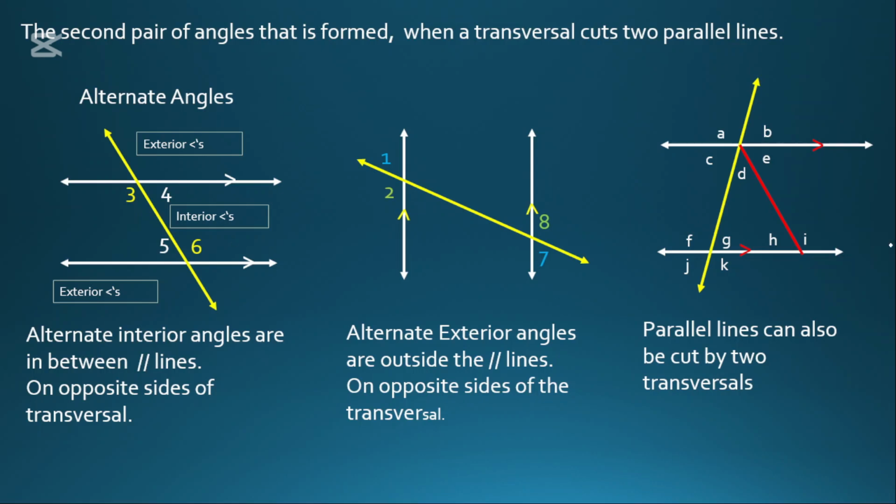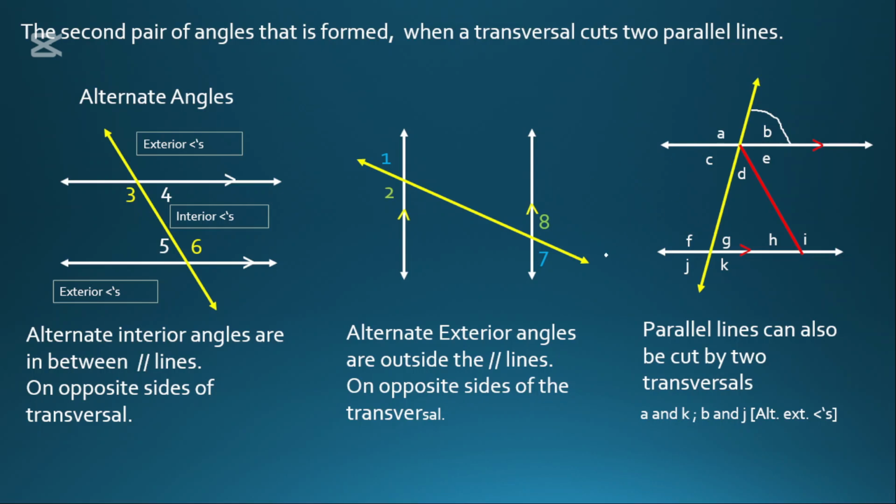Right. Now parallel lines can also be cut by two transversals. So here I have one in yellow and one in red. So we start with the alternate exterior angles here. B, and here's our yellow line, and it will be this one over here, J. They are alternate exterior angles. We have another pair, A and K. So A and K and B and J, they are the alternate exterior angles.